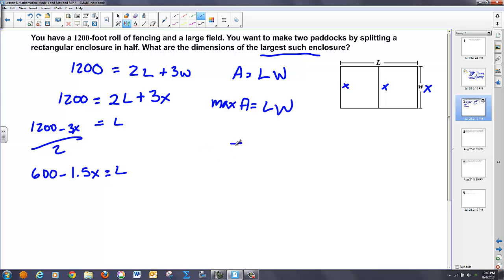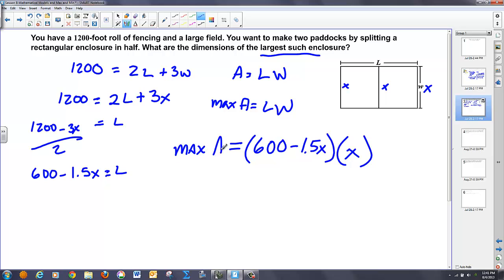And using the idea of the last problem, we want to put this all in terms of one variable. So my length is 600 minus 1.5x. My width, we said, was x. And now I can find my max area by going and graphing that.